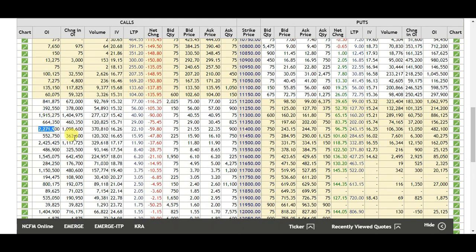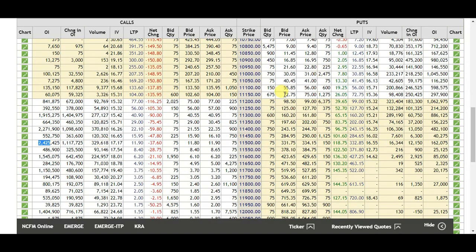And if we see further up at 11,500, we can see the change in open interest is almost 11 lakh contracts, and the cumulative open interest is almost 24 lakh contracts. So again this is going to be a very strong resistance. On the 6th of October I think it will be very difficult for Nifty to break this 11,500.